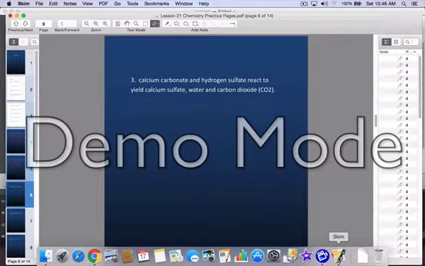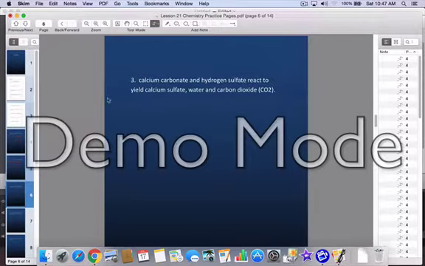Okay, let's look at the third problem now on the first practice page. This one says calcium carbonate and hydrogen sulfate react to yield calcium sulfate, water, and carbon dioxide. And I tell you that carbon dioxide is CO2. Okay, so let's start here. I have to write small. This is a pretty complex reaction there.